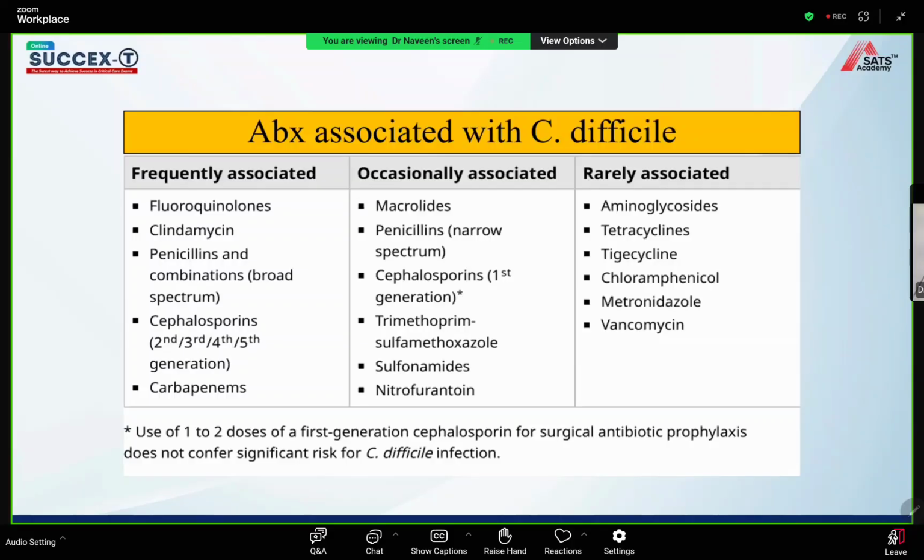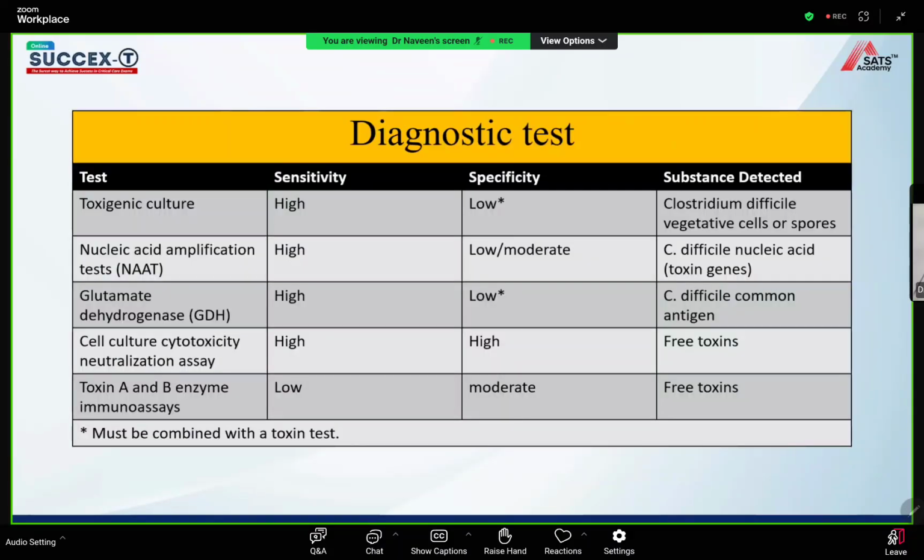And what antibiotics, how long, how broad. I usually remember it as the 4 C's: clindamycin, ciprofloxacin, carbapenems, and cephalosporins. These are the high-risk antibiotics associated with a high incidence of C. diff. And the rest, occasionally associated and rarely associated, you can read from the slides.